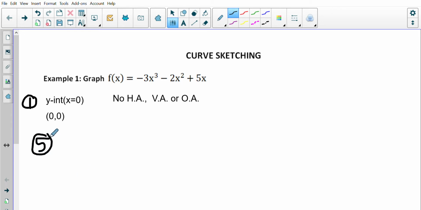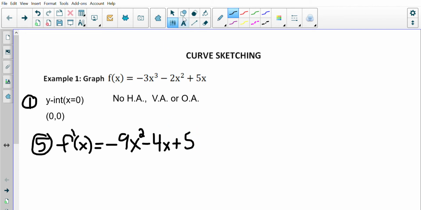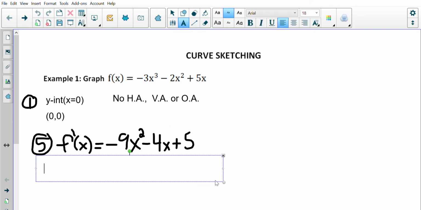taking the derivative. All right, so I'm going to find f prime of x. All right, so here we go. We did one like this the other day, but we got way more x's involved. So this one's a little bit tougher. And so we're going to have a negative 9x squared minus 4x plus 5. All right, so now I'm going to set my derivative, f prime of x, equal to 0.